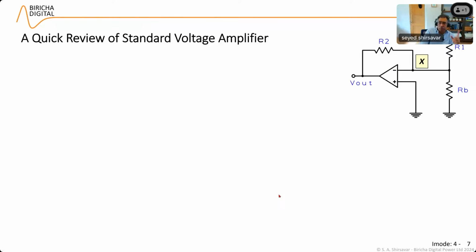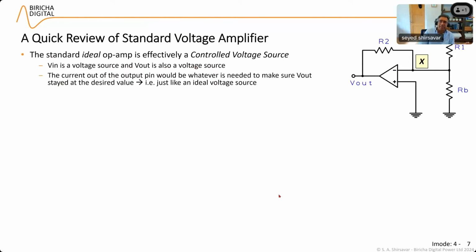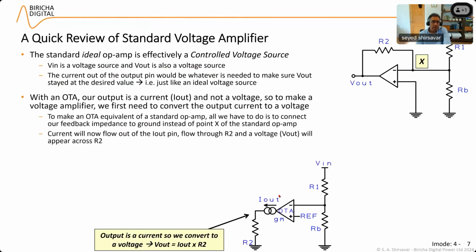Now, a quick review of voltage amplifiers. Effectively, an ideal voltage amplifier is a controlled voltage source. So it is going to give you whatever current you need in order to give you the voltage that you need. And of course, you control the voltage that you need. And that's why we use it for a compensator.